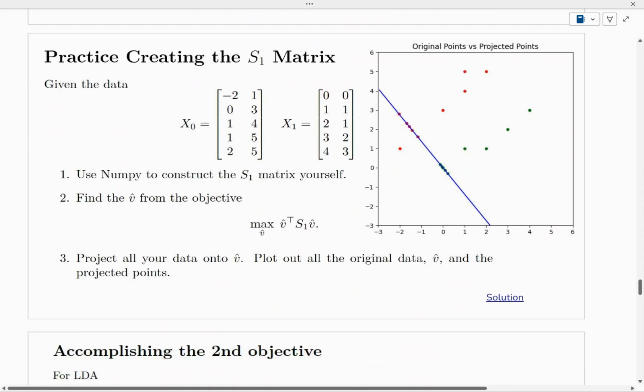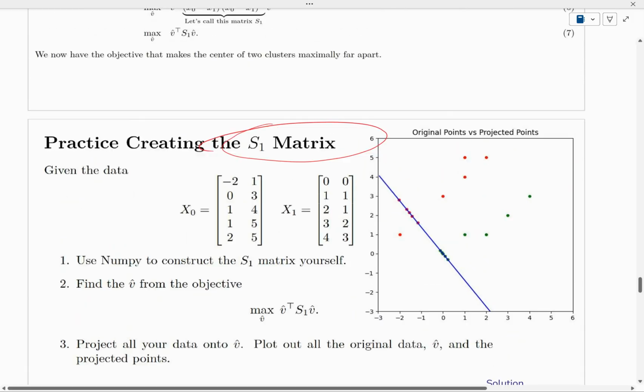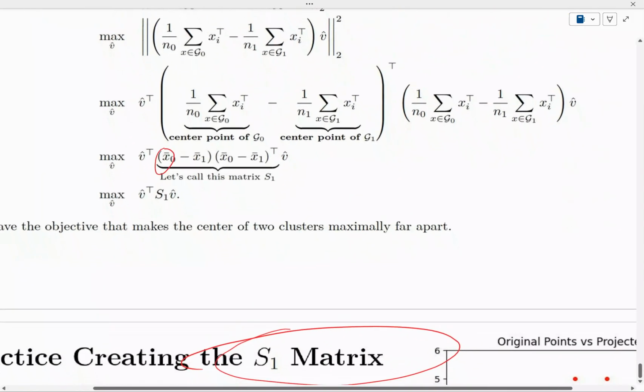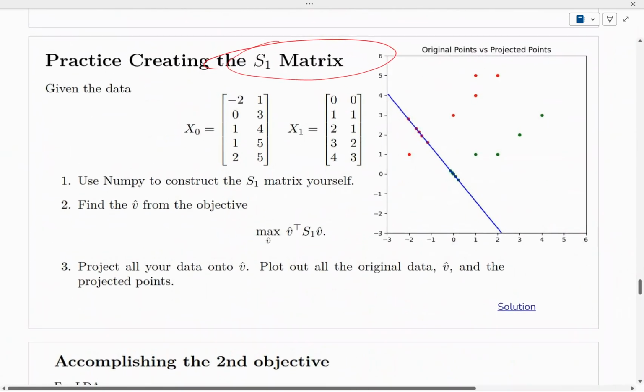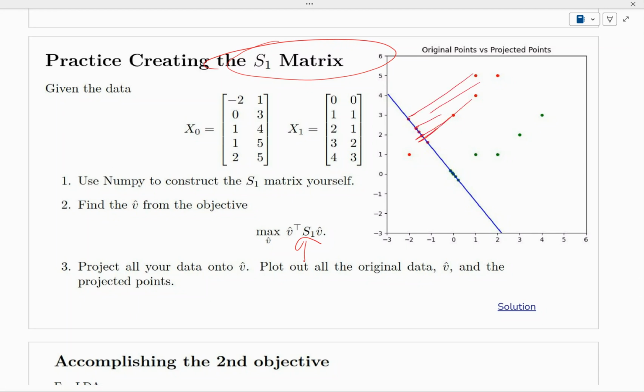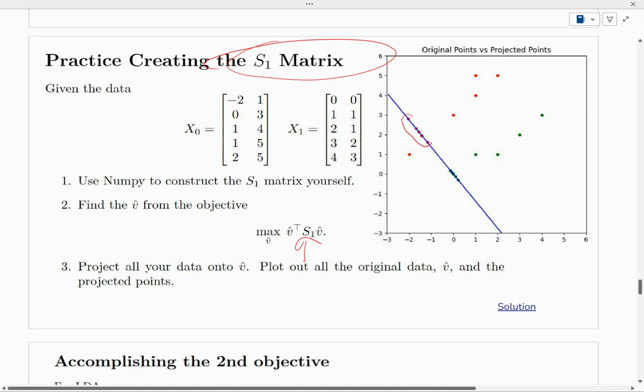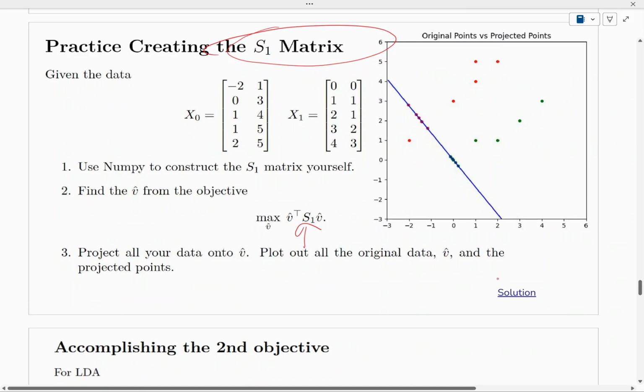All right, so for your next practice, I want you to create the S1 matrix. Now remember, to create the S1 matrix, it is the average point from group 1 minus the average point from group 2. Then you will essentially get this, okay? So practice creating the S1 matrix and then actually perform the projection. After you do the projection, you should see something that looks like this, okay? So try to produce this plot. I have the solution here. Pause the video, go ahead.